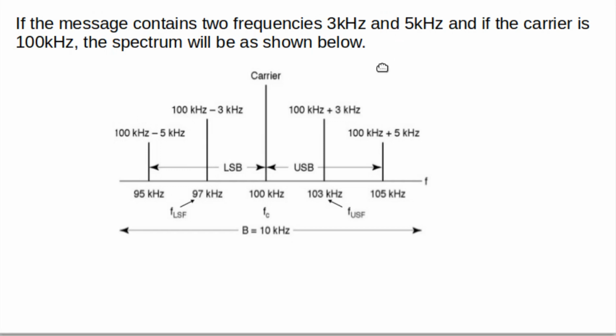So what about the bandwidth of this particular AM signal? We have to know the highest frequency contained in it, and it is 105 kHz. And what about the lowest frequency in this signal? It is 95 kHz. So bandwidth is the difference between the highest frequency and the lowest frequency. Thus it is 105 minus 95 kHz, which is equal to 10 kHz. So the bandwidth of this AM signal is 10 kHz.